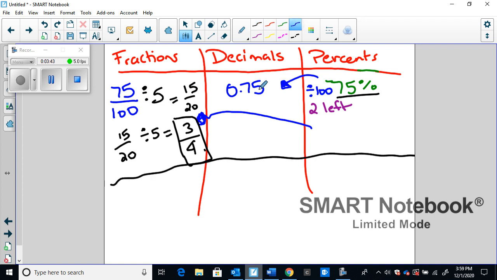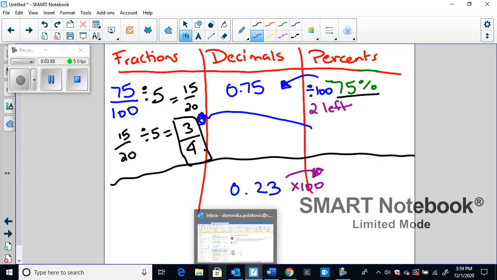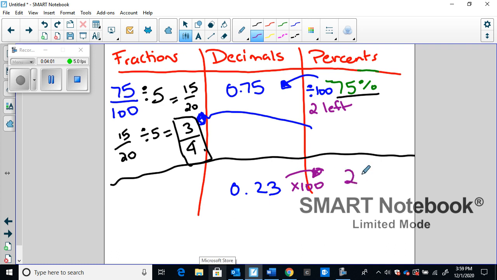Okay, and this time let's start with the decimal value. So let's start with 0.23. Okay, and let's go to the percent and to the fraction. So if I'm going from a decimal to a percentage, I'm doing the opposite. If I divided by 100 to go from percent to decimal, I'm going to multiply by 100 to go to a percentage, which is going to give me 23%.